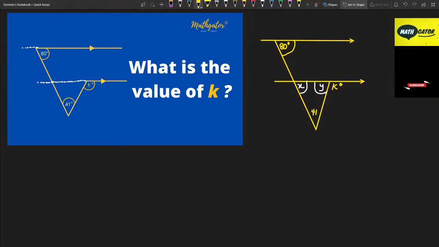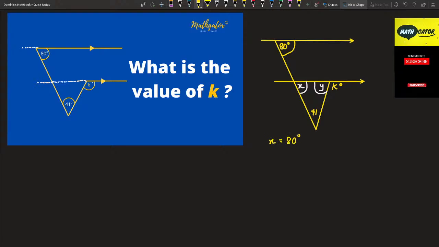Now from our analysis, because of the arrowheads, we can say that 80 degrees is under the line, and that line has a parallel line that has an angle under it. So they should be corresponding angles, right? So we can state that X and 80 degrees are corresponding angles. Therefore, X equals 80 degrees.